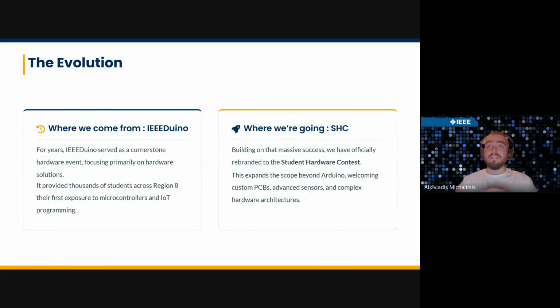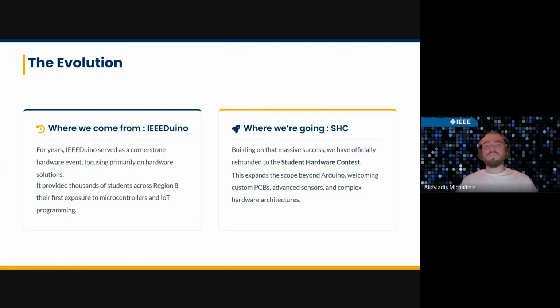A little stuff regarding the history of our contest. It's not the first year that this is happening. It's been happening for a lot of years. So where do we come from? The previous iterations of the contest were called IEEE Duino. This contest for years served as a cornerstone hardware event focusing primarily on hardware solutions. It provided thousands of students across Region 8 their first exposure to microcontrollers and IoT programming. Because in many universities, for example, when we are studying, we don't have the chance to get involved very much with the physical and hardware side of our software and theoretical knowledge.